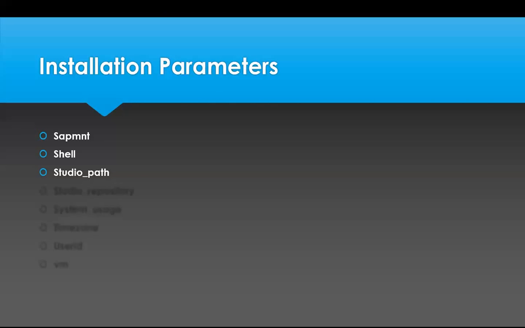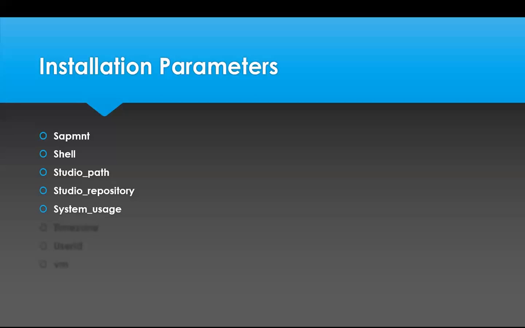Then we have Studio path. It specifies the installation path for the SAP HANA Studio. Studio repository enables the copying of the SAP HANA Studio repository. If it's enabled, the SAP HANA Studio repository is copied to the location defined by copy repository, from the location defined by the repository.